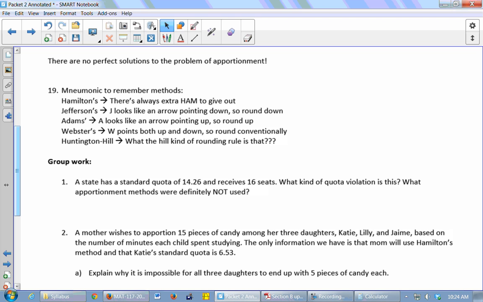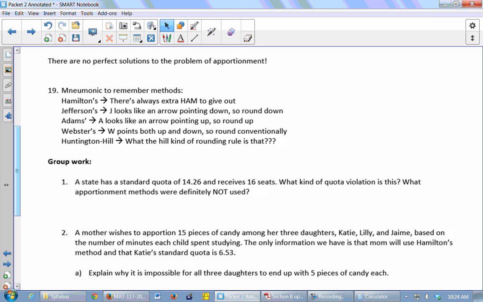Okay, so I just want to share with you my mnemonics to remember what the 5 methods are. Hamilton's method is like a holiday when you have ham, there's always extra ham to give away at the end of the day, right? You have to give away the surplus seats like you give away ham at the end of the holiday meal. All right, Jefferson's method.